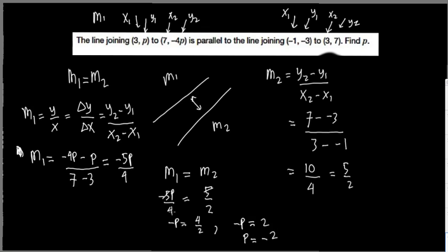Minus 5p over 4 equals 5 over 2. We cancel 5. And then we get minus p equals 4 over 2. Minus p equals positive 2. And then we multiply by the minus. We get p equals minus 2.